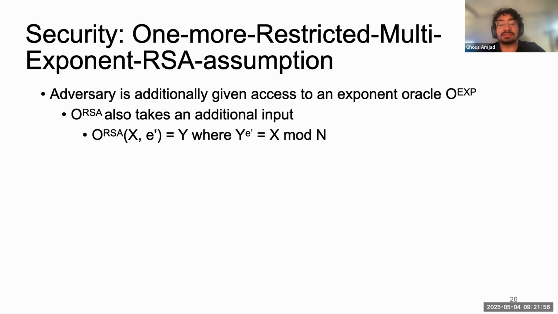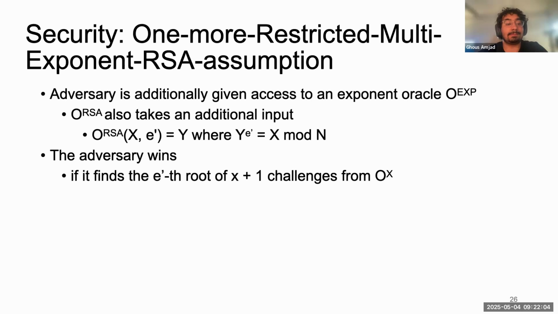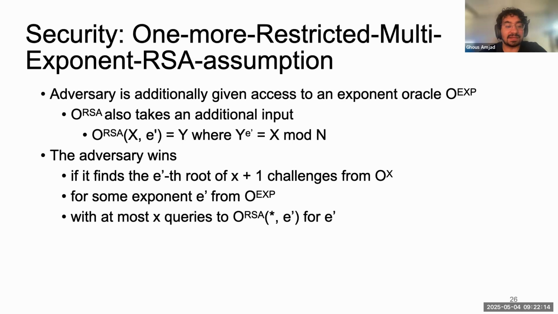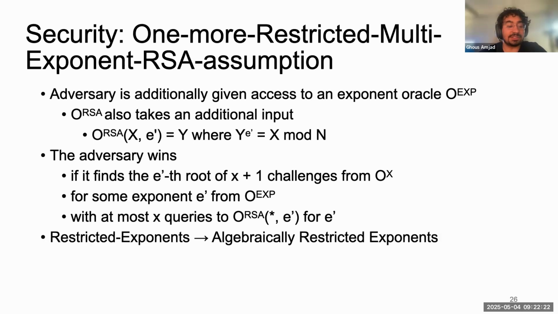that is, the exponent root of x. So the adversary wins here if it finds the e prime root of x+1 challenges from the challenge oracle for some exponent e prime from the exponent oracle, with at most x queries to the RSA oracle for that particular exponent. And we call this the restricted assumption because we are restricting the exponents used to only exponents outputted by the exponent oracle.